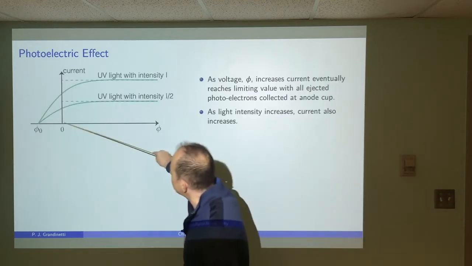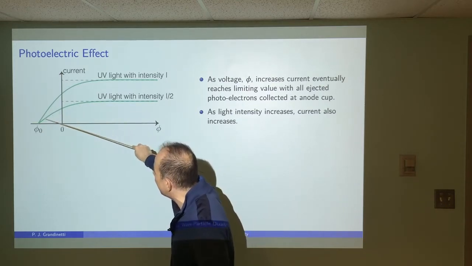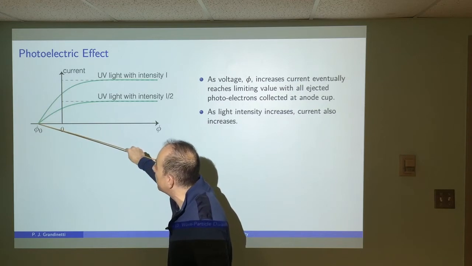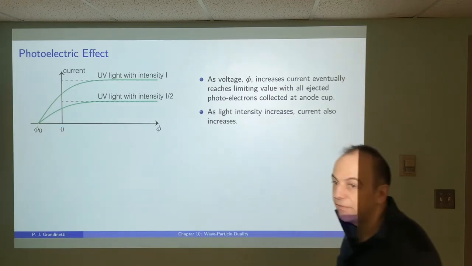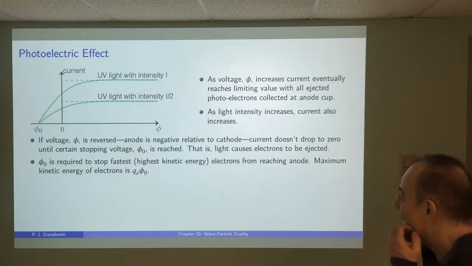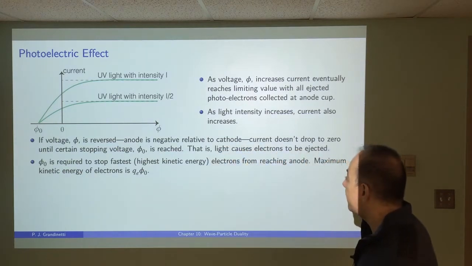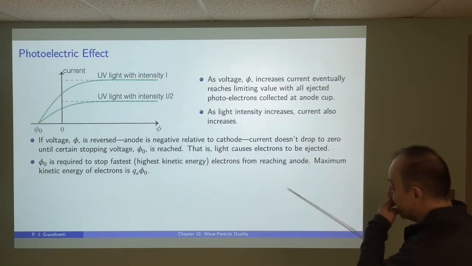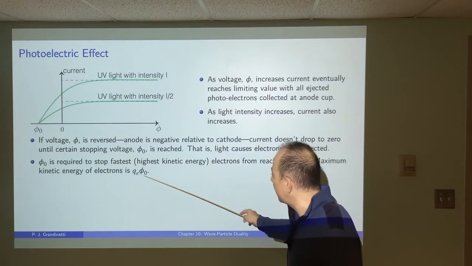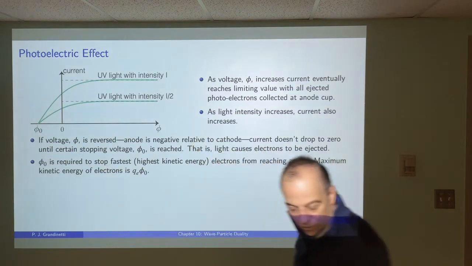So if you bias the other way, you start seeing the current going down, and eventually you reach a particular voltage where you've stopped the fastest electrons coming off this cathode. So this voltage we'll call phi naught is the voltage that's needed to stop the fastest electrons. And if we multiply that times the fundamental charge, then that's the kinetic energy of those fastest electrons.